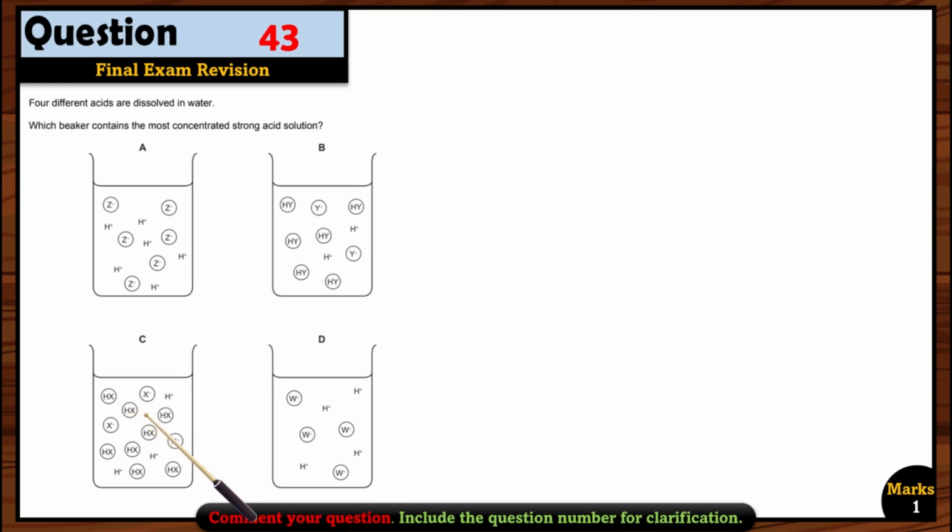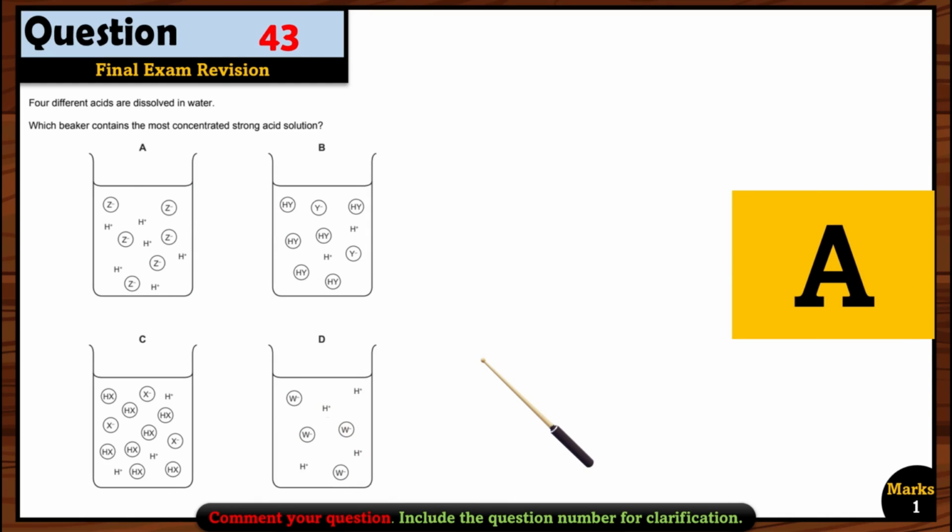Here we can also see the compound HX and also the ions. So it means it is also partially dissociated. So B and C are rejected because they are weak acids. Let's see option D. Option D is also right because you can see that all the ions are fully dissociated. So both of them, A and D, are strong acids, but we have to find the concentrated one. If you look at option A, it has more ions compared to D. So A is more concentrated. So option A is correct.